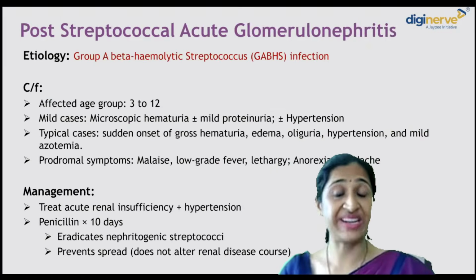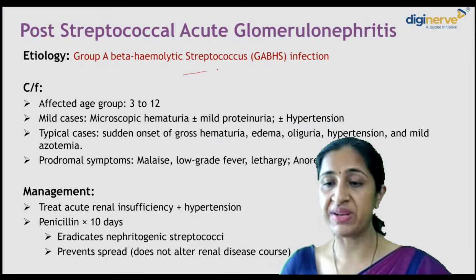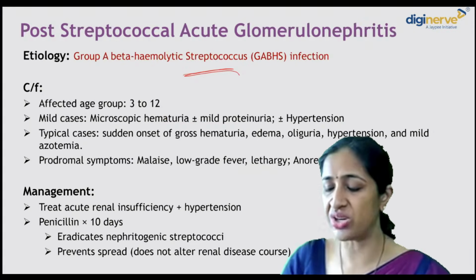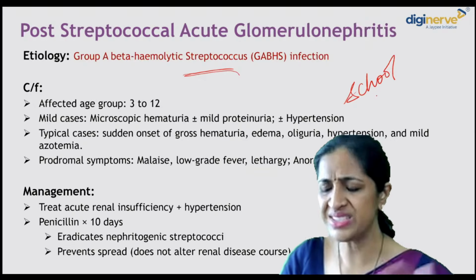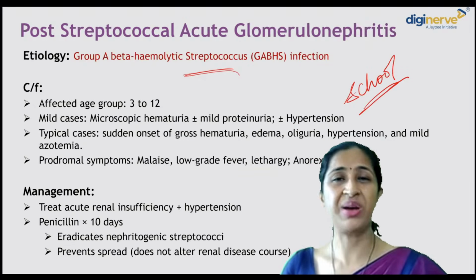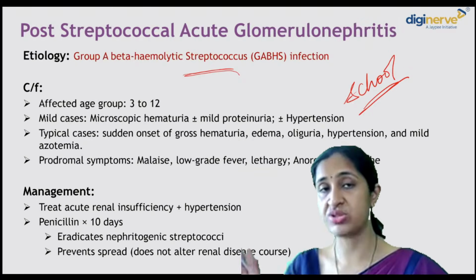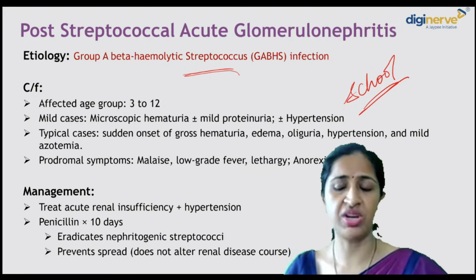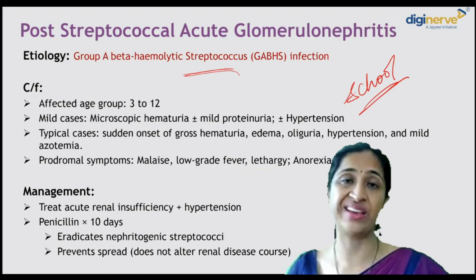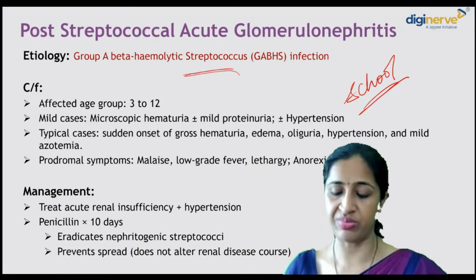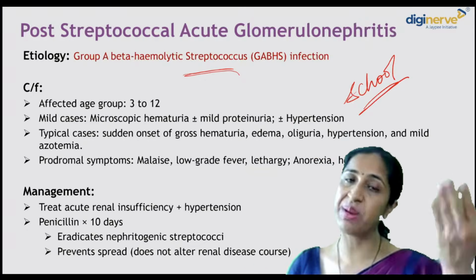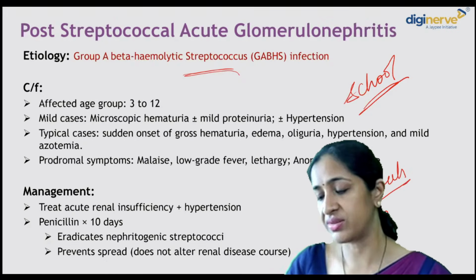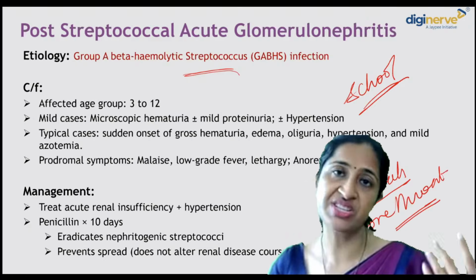PSGN is a nephritic syndrome. Etiology is group A beta hemolytic streptococci, affecting the age group 3 to 12 years. Most commonly it's the school age group because it spreads from child to child. Hematuria, mild proteinuria, hypertension. Most important triangle. Okay. Sudden onset of hematuria, oliguria, hypertension, headache, mild elevation in blood urea will be there. Prodromal features may be there. There will be a history, less than 4 weeks ago, of a sore throat needing antibiotics. That will be a history which you will get.